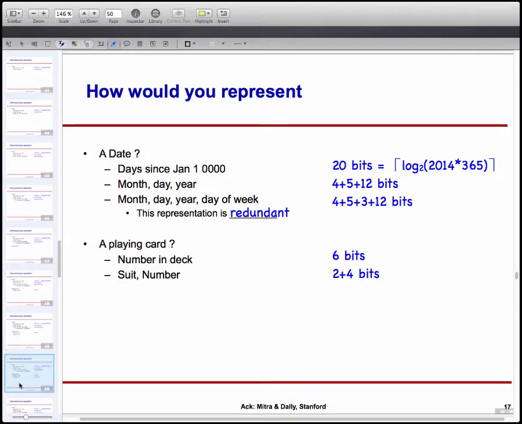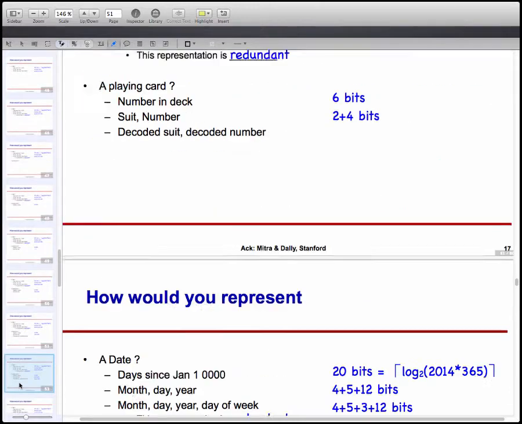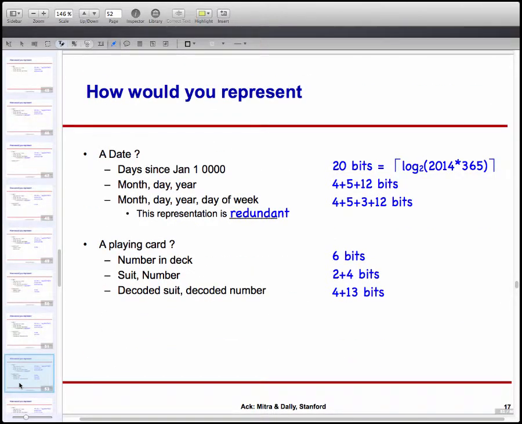But the coding would be different in this case, right? I mean, even though both are using 6 bits, a mapping that a particular card would have, the bit pattern would look different in the 2 codings. How about decoded suit and decoded numbers? In this case, what it means is one hot coding. So I'll have 4 bits plus 13 bits, 17 bits. This is using an excessive number of bits, but maybe easier for doing some operations.